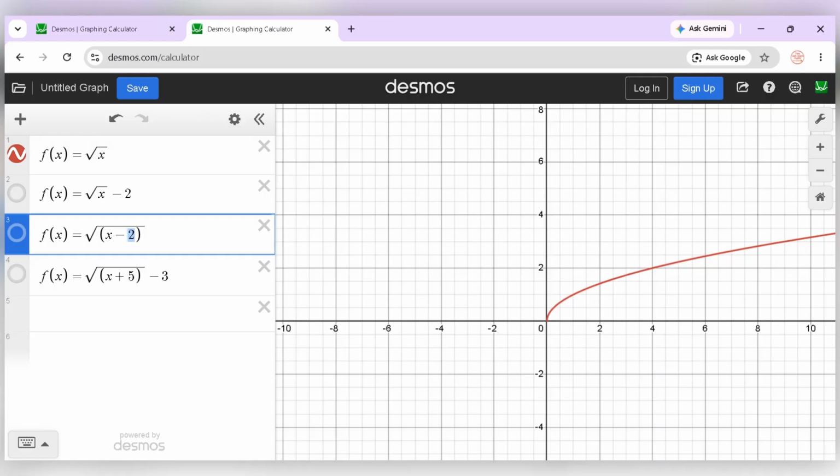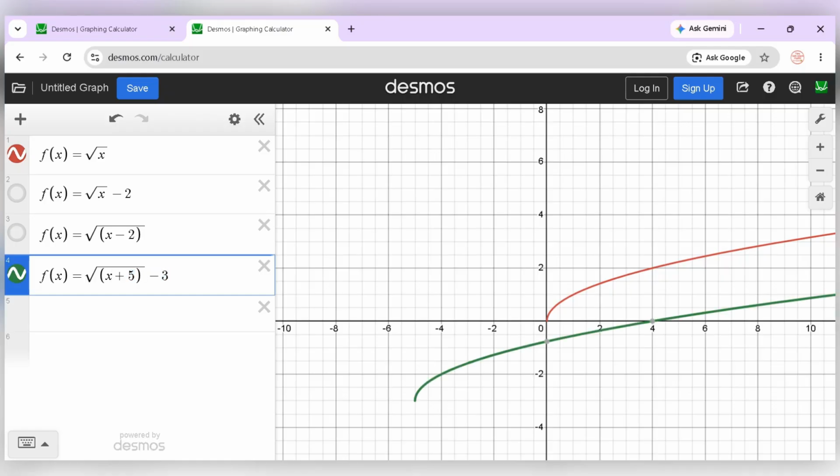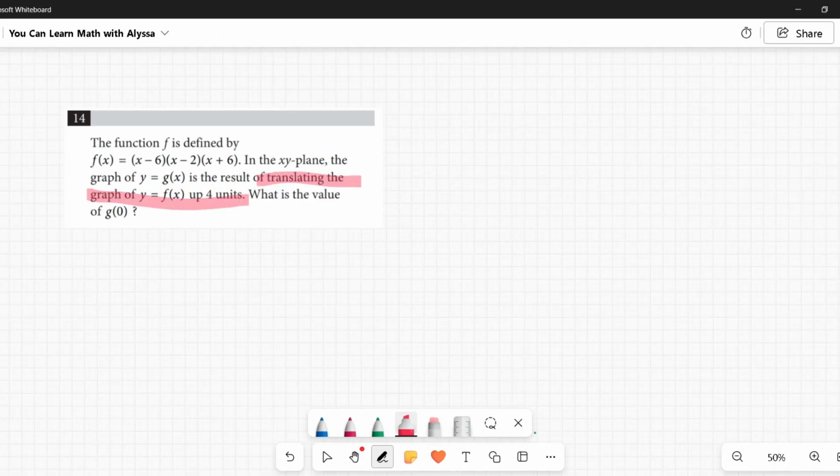This one, it's inside with the x. It's going to do the opposite. It's going to move it towards the right, towards the positive x, positive 2. There it goes. It moved to the right 2. And same thing to combine this, same one. That's moving it to the left 5 and down 3. And there it goes, left 5 and down 3. So those are the rules of translation.